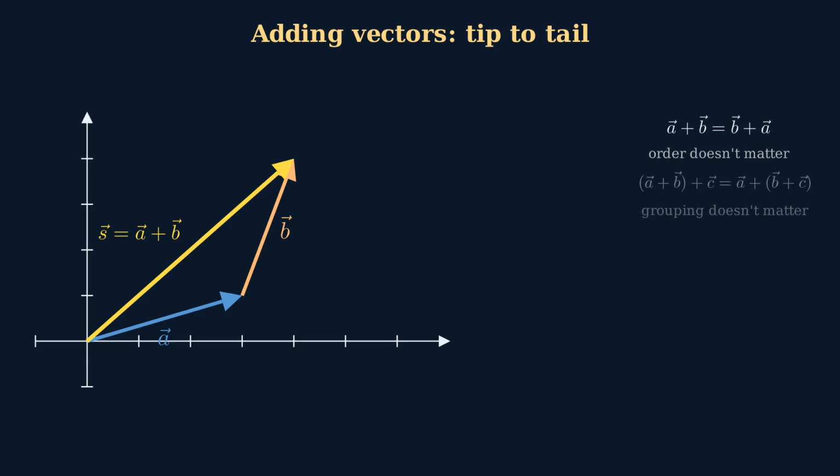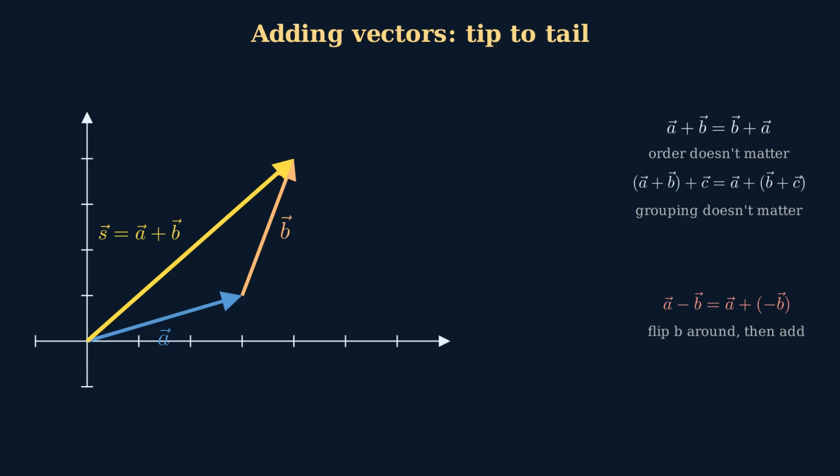Vector addition obeys two friendly laws. You can swap the order, A plus B equals B plus A. And you can regroup as you like. The resultant comes out the same no matter how you slice it. And subtraction is no new idea at all. Minus B is just B pointing the opposite way. So A minus B means, reverse B, then add it the usual tip-to-tail way.